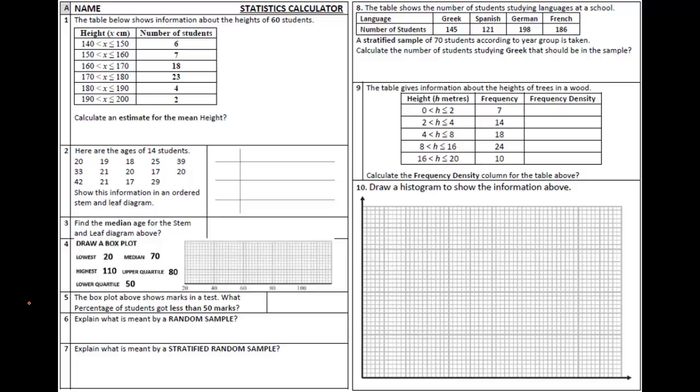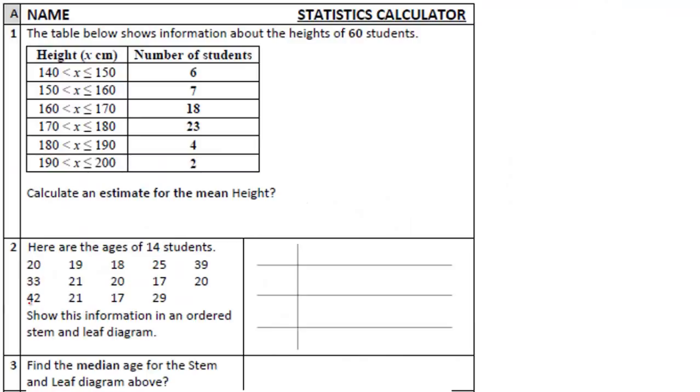Okay, so looking at the very first question, it says the table shows information about the heights of 60 students. The question tells us that number, 60 students, so that's something to really be aware of. What that means is that the total frequency is going to add up to 60. Always put this in. The keywords that you're looking for in this type of question is estimated mean.